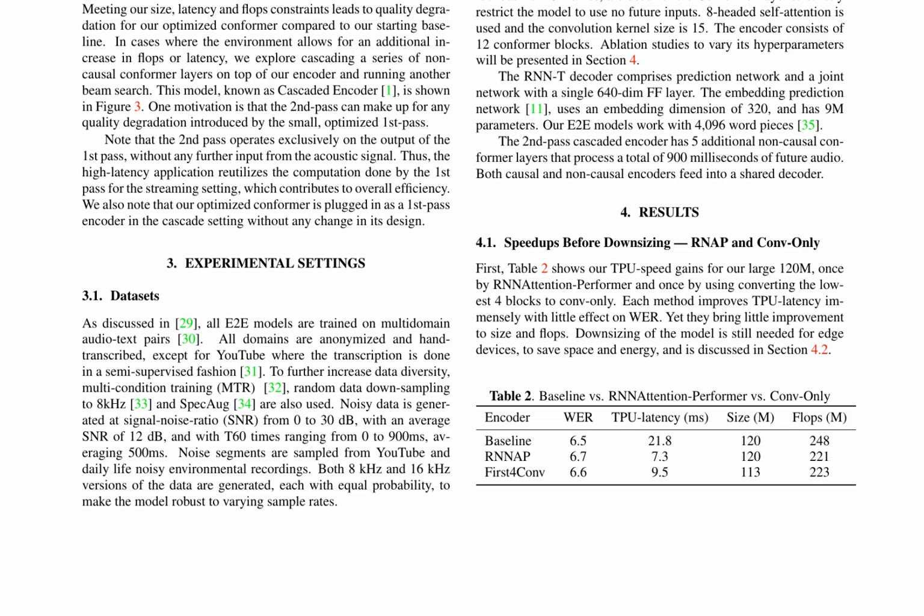The models are trained on a 128D log-mel feature front-end with a 16D one-hot domain-ID vector appended to it. The first pass base conformer model uses 512D conformer layers in the encoder, with causal convolution and left context attention layers. The RNNT decoder comprises a prediction network and a joint network with a single 640 dim FF layer.